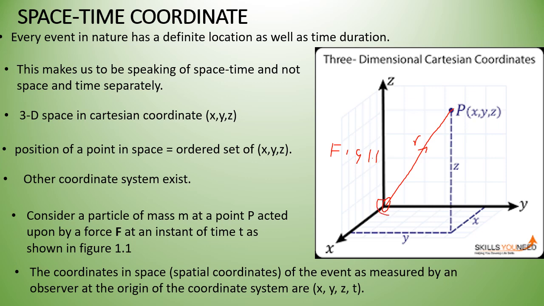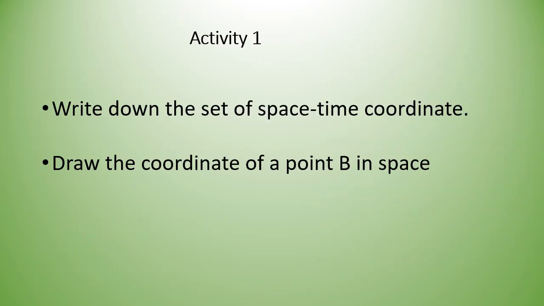This origin you see me drawing here. Let me go back to my laser so that we'll be seeing it well. So this is the origin. So you see that the coordinates in space of the event as measured by an observer at the origin of the coordinate system are x, y, z, and t. That means x, y, z is for the space and t is for the duration, which is the time. Remember, we said that every event in nature has definite location as well as time duration.